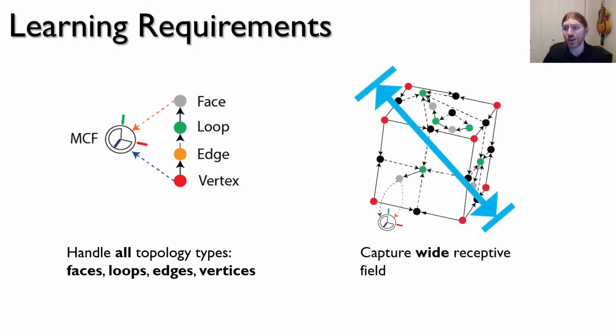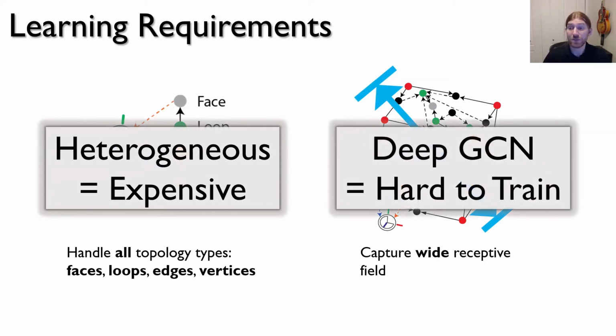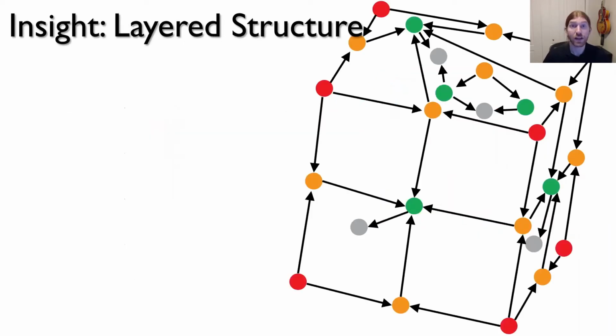The second is to capture as wide of a receptive field as possible in order to understand local geometry. The first property means our graphs are heterogeneous, which is a problem because it makes GCNs memory intensive, and BREP graphs can be very large. And needing a wide receptive field to capture these large BREPs is problematic because this means a deep GCN, which is notoriously difficult to train past 3 or 4 layers. Our architecture addresses both of these problems. So how do we do it?